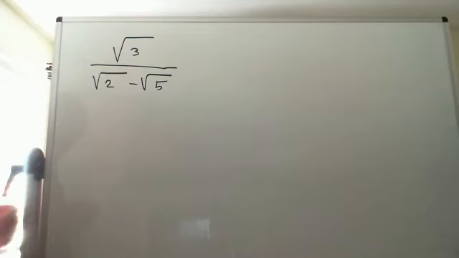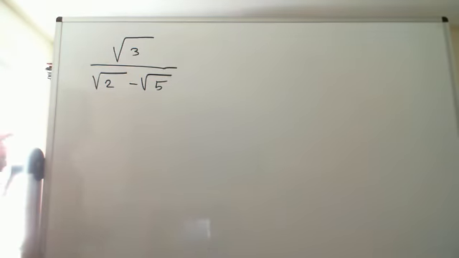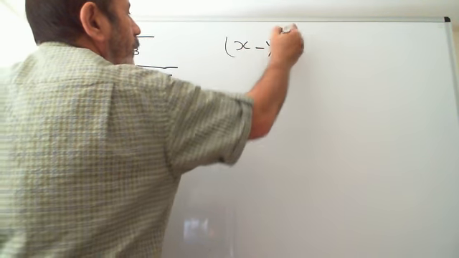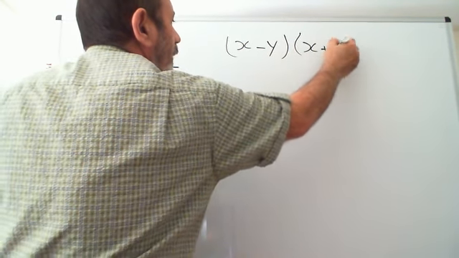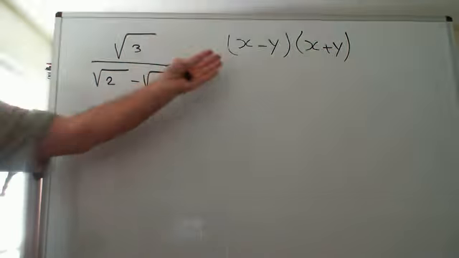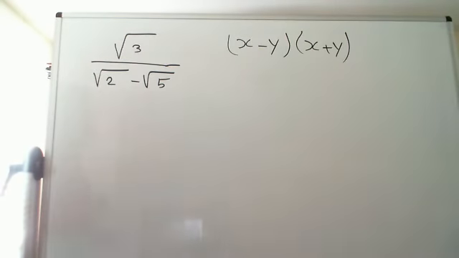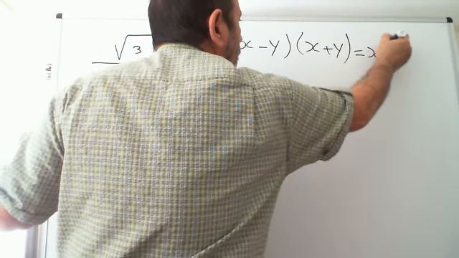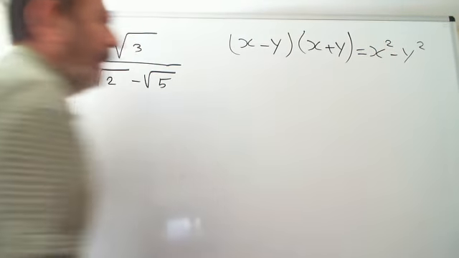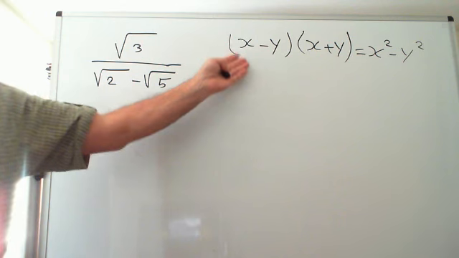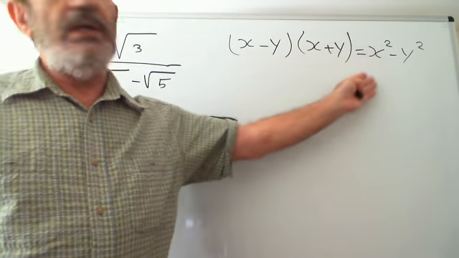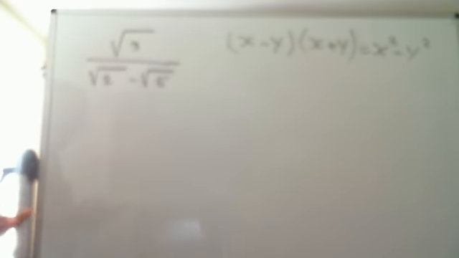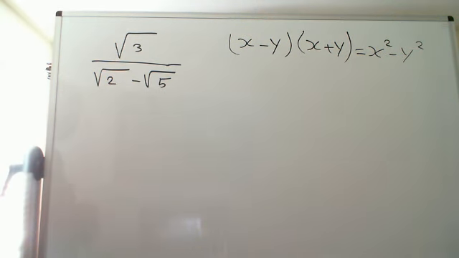So, for doing this one, we use this equation. Do you remember x minus y multiplied by x plus y? What's the result? It is x squared minus y squared. We call it the difference of perfect squares. x minus y multiplied by x plus y is x squared minus y squared. We use this rule to rationalize the denominator of this fraction.